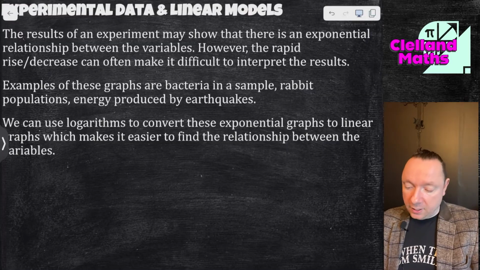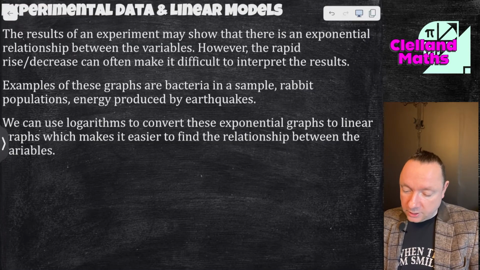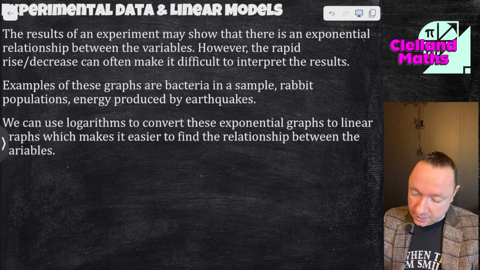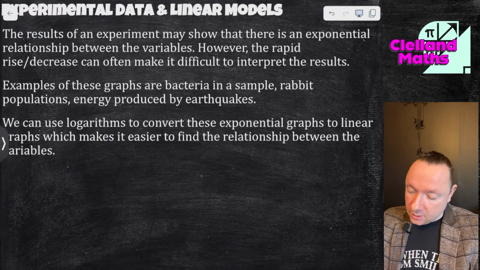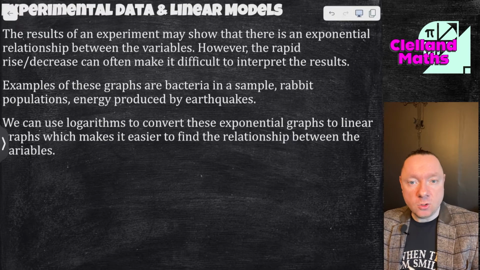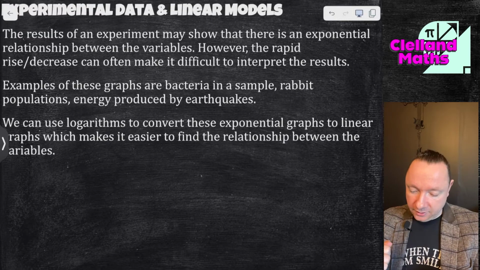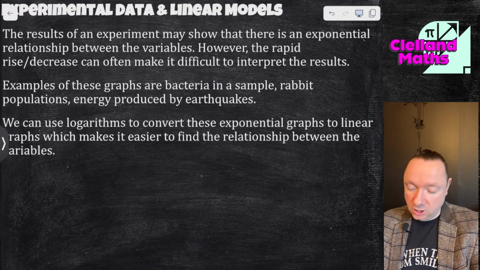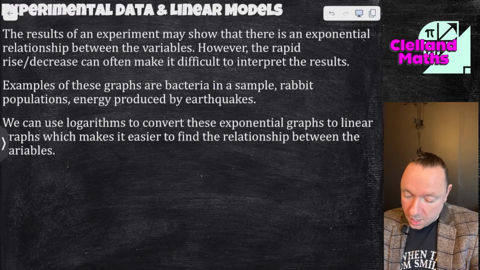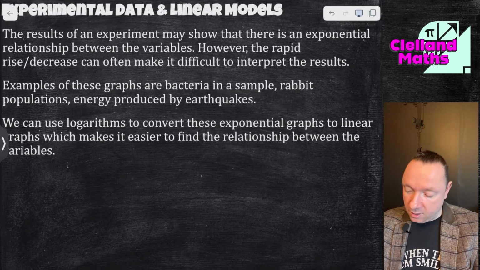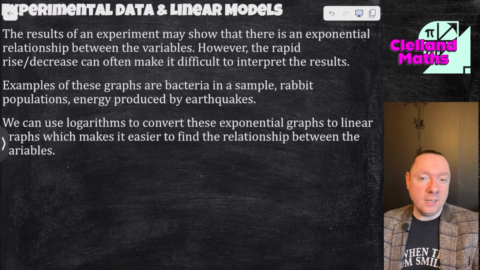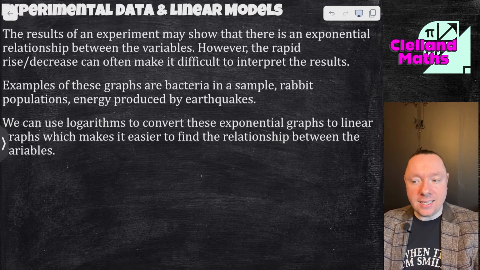Okay, let's look at experimental data on linear models. So the relationships of an experiment, and make sure there's an exponential relationship between the y and the x, or any other variables it is. So they can be difficult to interpret results because they're rapidly increasing or rapidly decreasing. Examples of these graphs would be like bacteria in a sample, rabbit populations, energy produced by earthquakes, and so on. But we can use logs to convert the exponential graphs to linear graphs by converting the axes to logarithmic scales. See that in an example, but if you do that, you get a straight line.